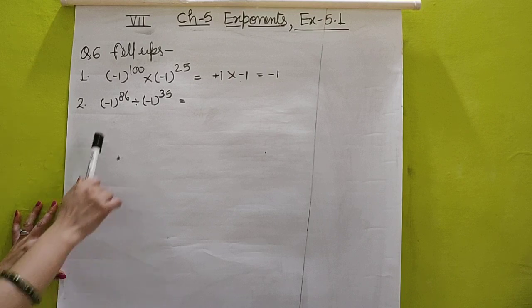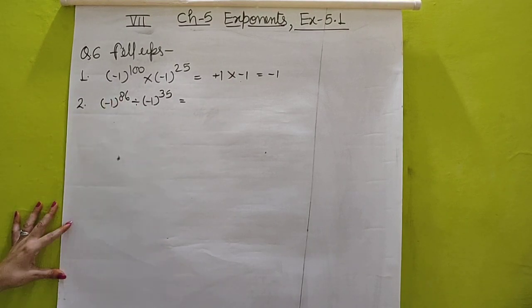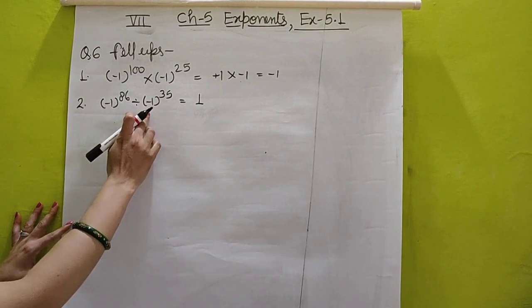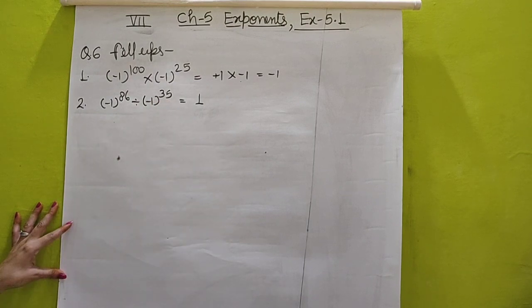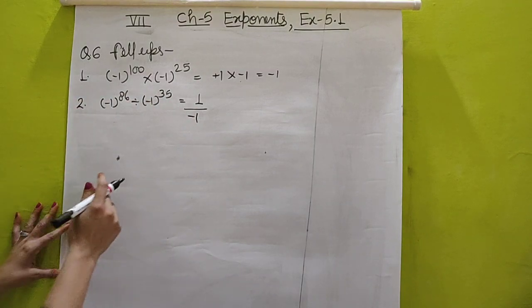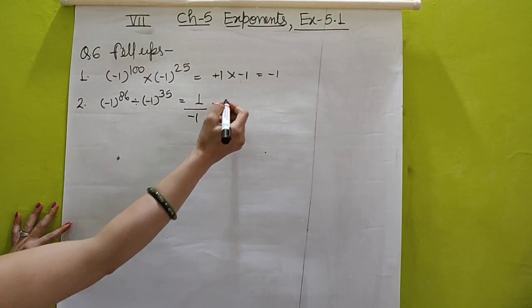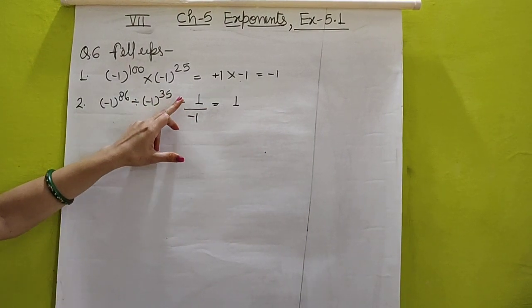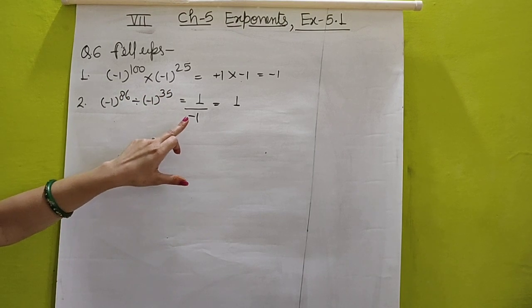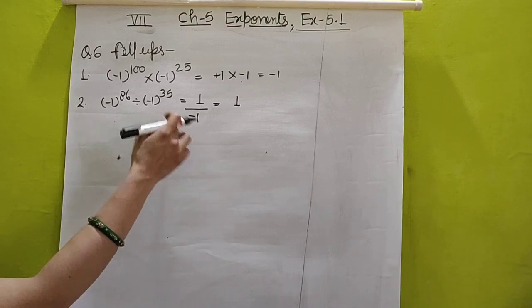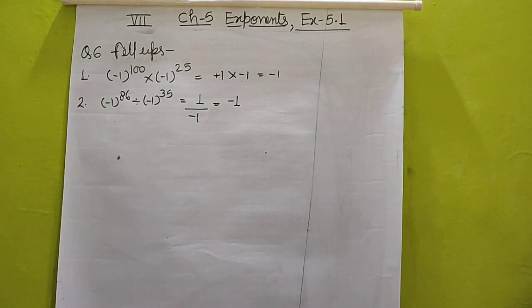Okay students. Now next one, minus 1 power 86. Again minus 1 is having power 86, means even power, it will be only 1. Now minus 1 is having power 35, means odd power. So in the division what will come? Minus 1. Okay students. Now 1 divided by minus 1, it will be 1, and now this minus will come upside. Students, denominator should not be negative. So this minus will come with the numerator. So minus 1 will be your final answer.